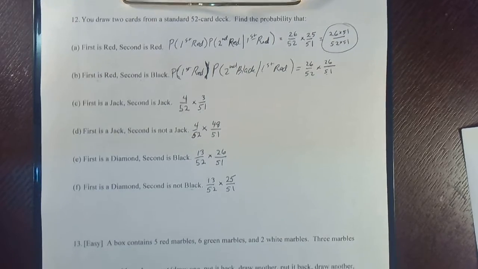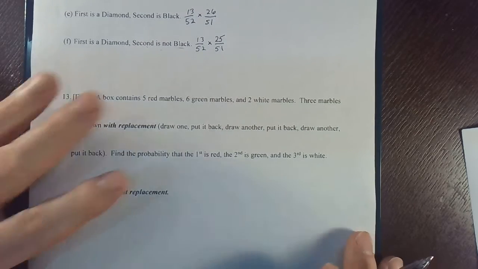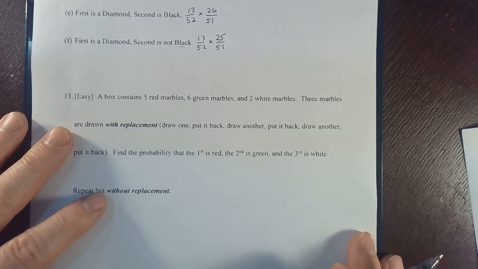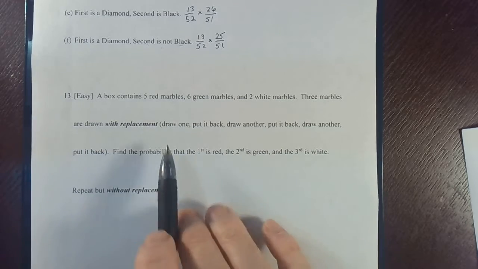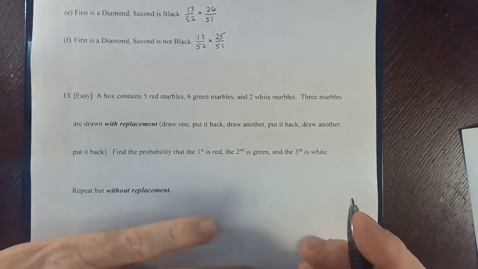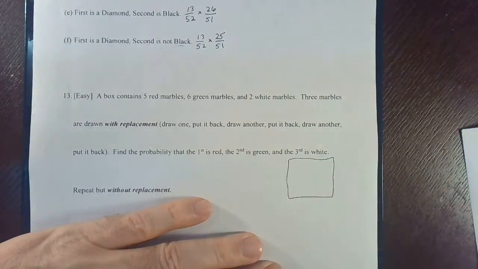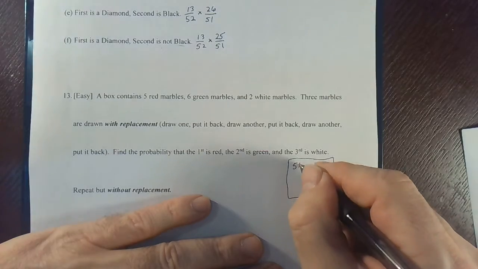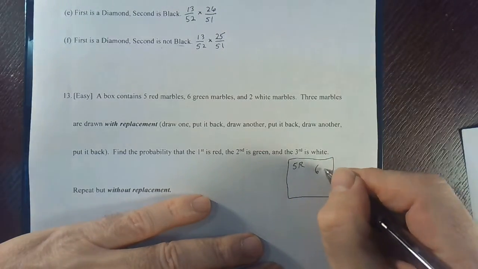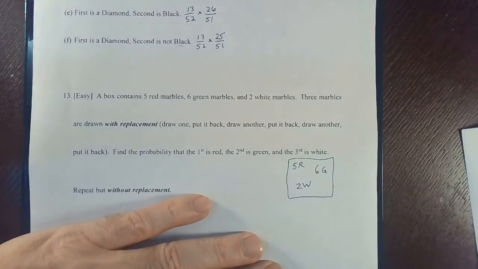Okay, one more for this video. I noted that it's a pretty easy problem. A box contains 5 red marbles, 6 green marbles, 2 white marbles. So I sometimes like to draw a picture. That's the box. I'll just make a note: 5 red, 6 green, 2 white. That's what we've got.